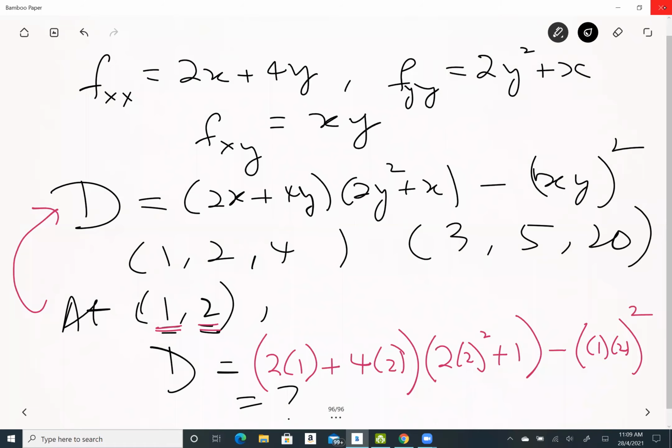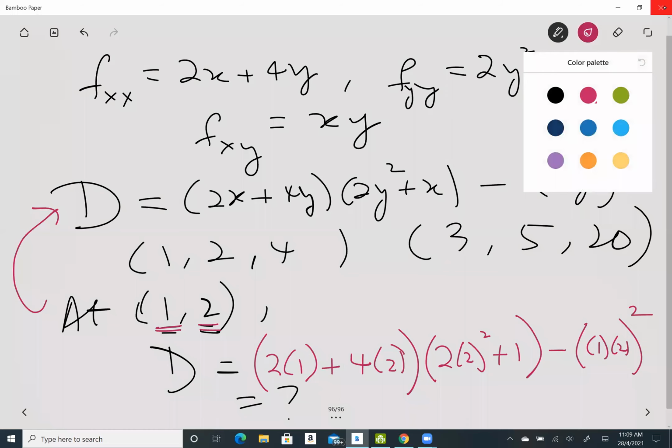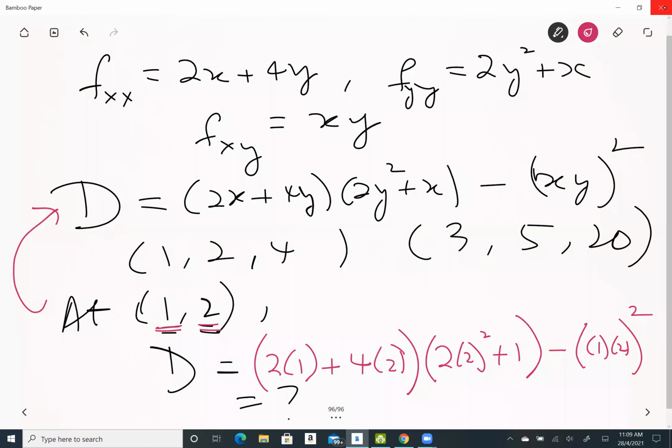So suppose you got the value, and then fxx, I write here, because I cannot see that fxx. So fxx equal to what? At 1 and 2 is equal to 2 times 1 plus 4 times 2. So that is equal to, easy to calculate, 10. Okay. Now what is fyy?